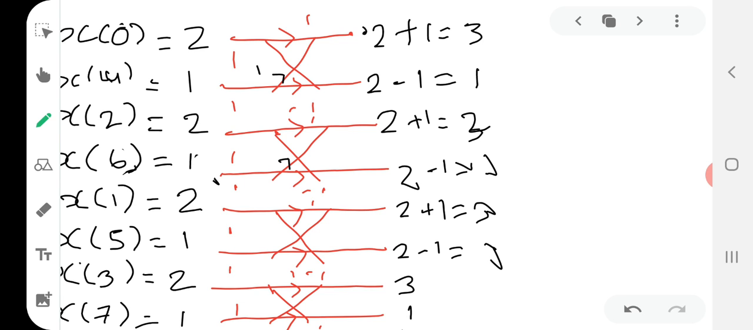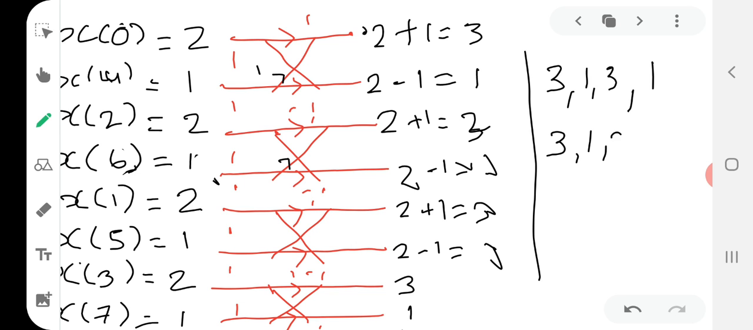Now from this we will get the output sequence. What is the output sequence we are getting? 3, 1, 3, 1, 3, 1, 3, 1. Okay, this is the output sequence we are getting. And now next we will go for the second stage.